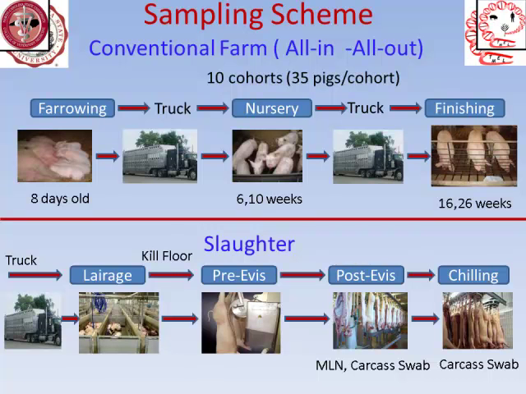We sampled the mesenteric lymph nodes. We sampled post-evisceration. Once the guts were taken out, we took carcass swabs following the USDA recommended method. And then we sampled the pigs post-chilling. So once they go into the slaughter plant, they're chilled down before they are cut. So we sampled the carcass post-chilling also, because chilling has been shown to have a very good effect on reducing the number of pathogens that are present on the carcass.